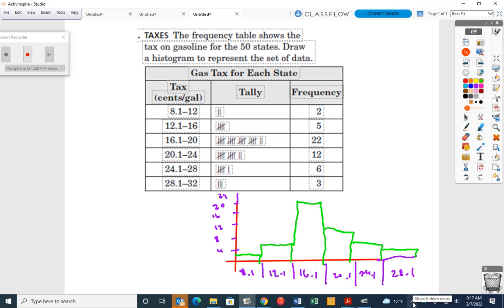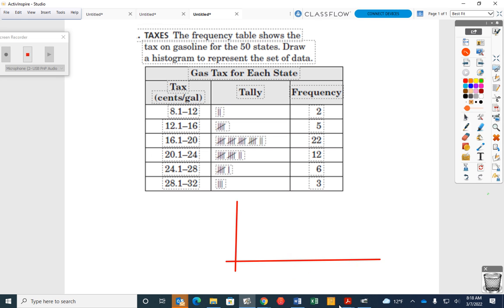That looks like a giant mountain. Does this make sense, guys? Not that difficult, is it? Okay, good. All right, I'm going to pass out your worksheets and let you get started.